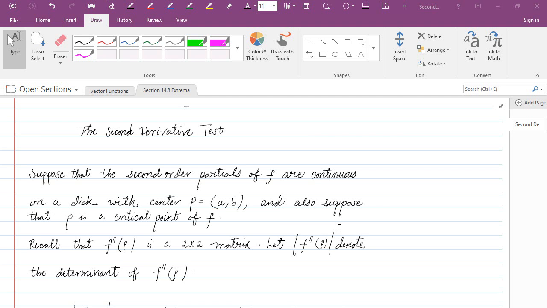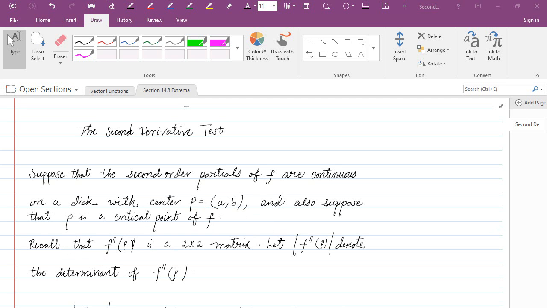All right, so now I present the second derivative test. Let's suppose that the second order partial derivatives of f are continuous on a disk centered at the point P, and assume that P is a critical point of f where the gradient vanishes. That is, the gradient of f at P is the zero vector.